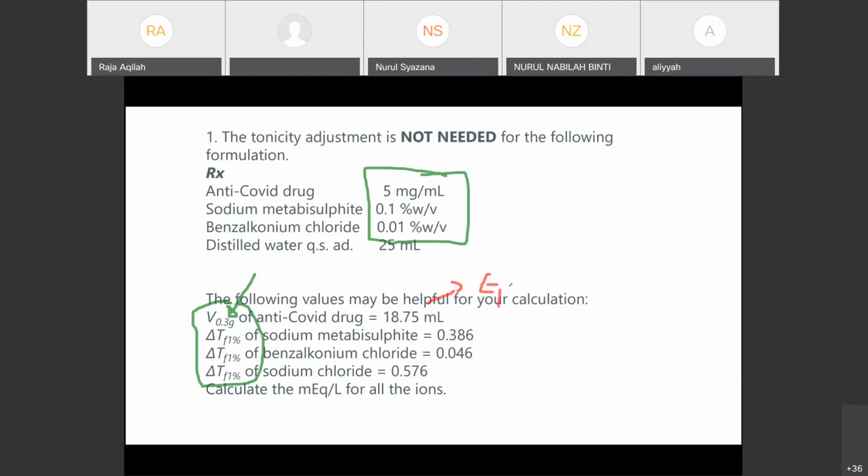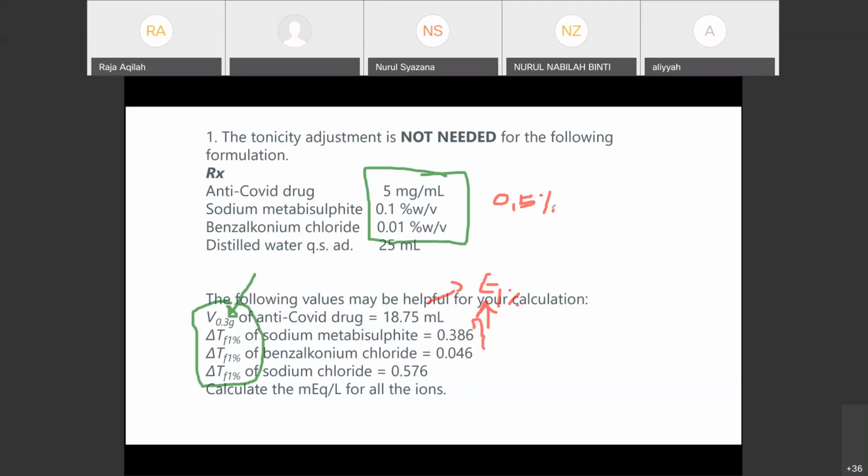Yeah. Then I calculate the E1% of sodium metabisulfite, and I calculate the E1% of benzalkonium chloride. And then I use the sodium chloride equivalent method. I got 0.5% sodium chloride equivalent, so the tonicity adjustment is needed in the formulation. Okay, all right, thank you. Very good and clear explanation.